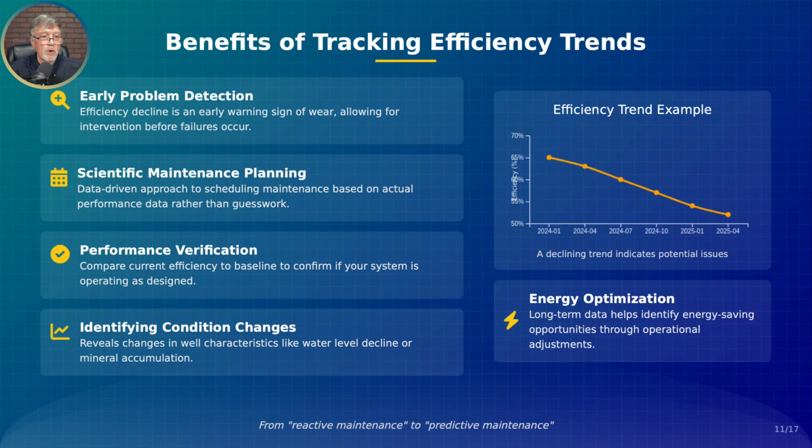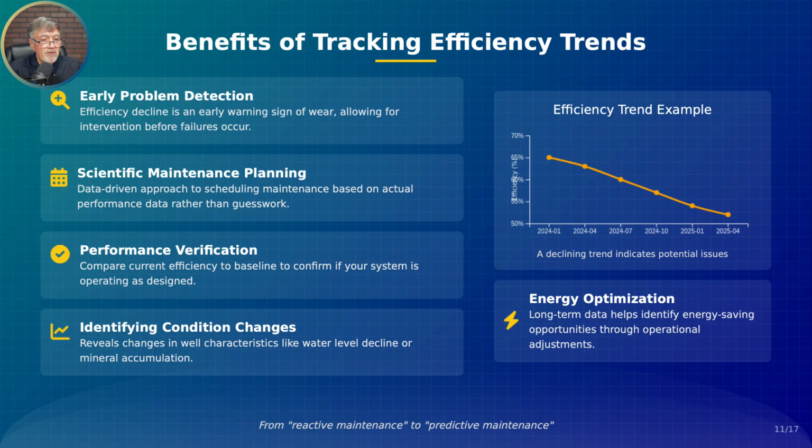So this is important: scientific maintenance planning. This is the data driven approach to scheduling maintenance based on actual performance data rather than guesswork. We always used to use guesswork, mean time between failures, and things like that. Now we're actually doing predictive analysis to see when we might have failure, so we can address any issues long before we actually have failure and real downtime.